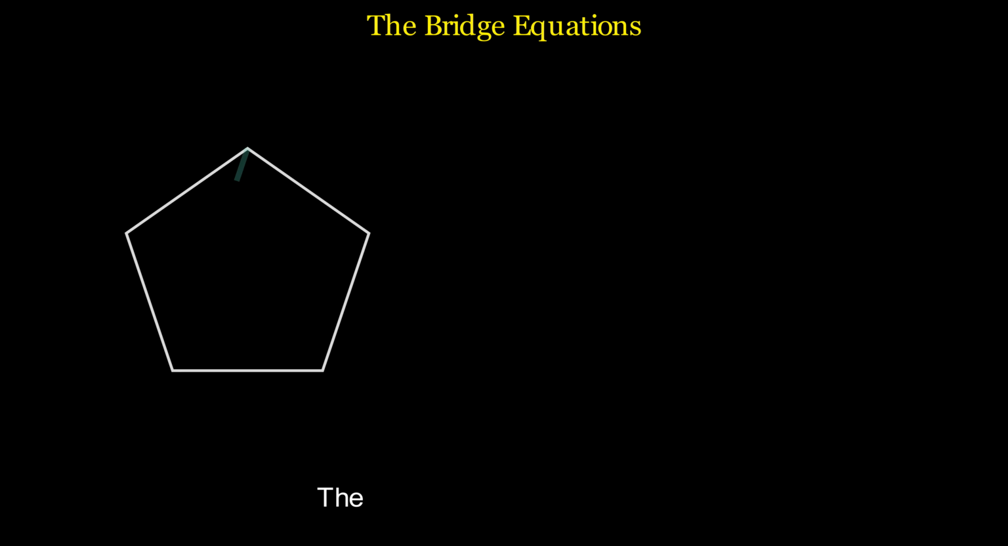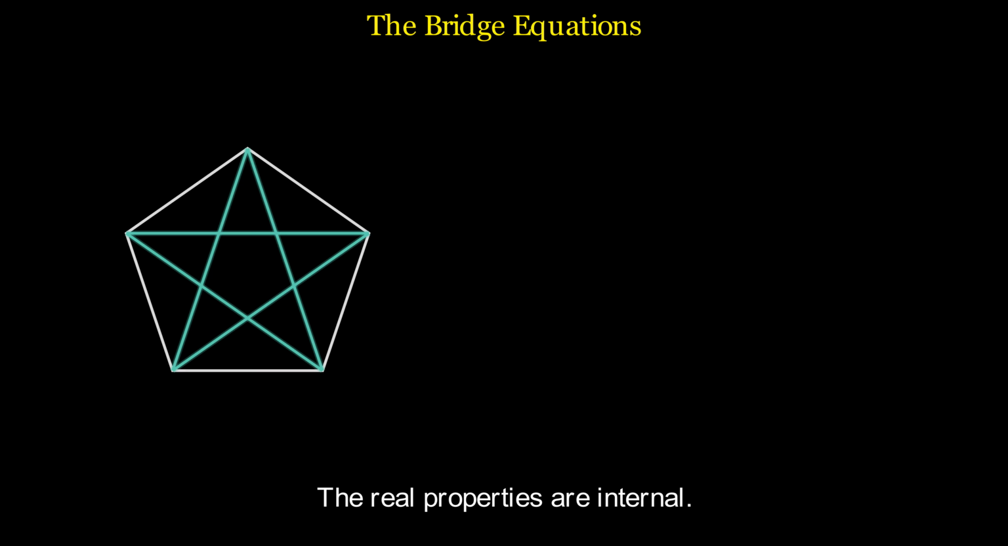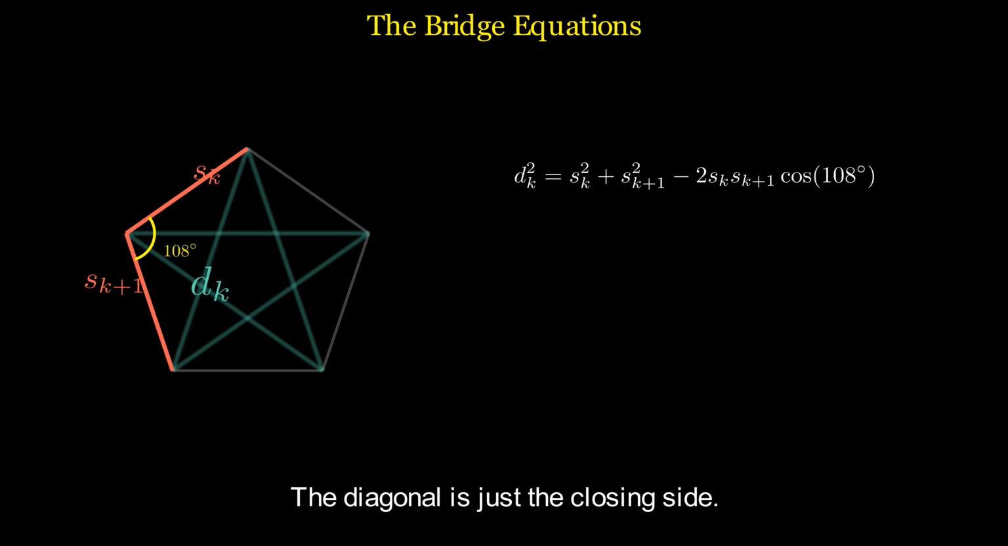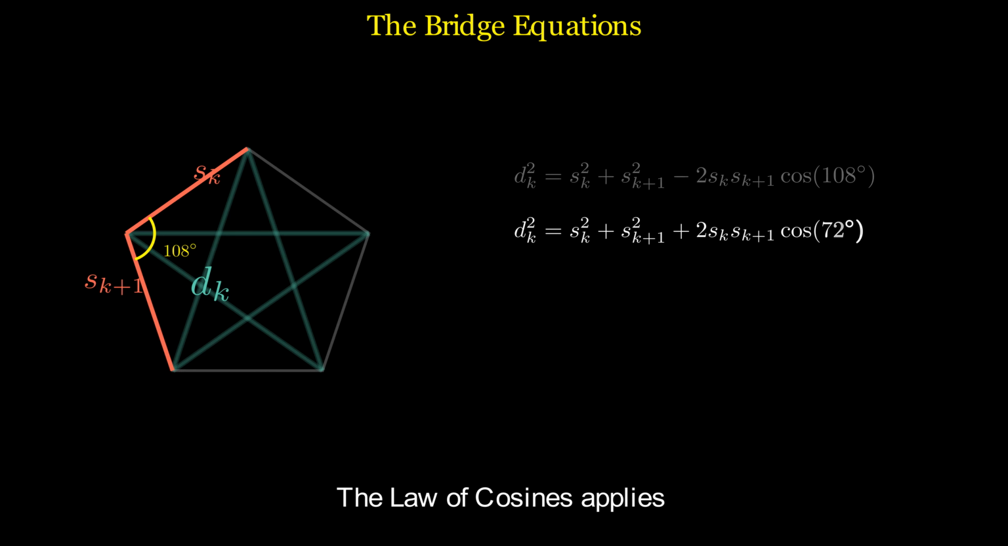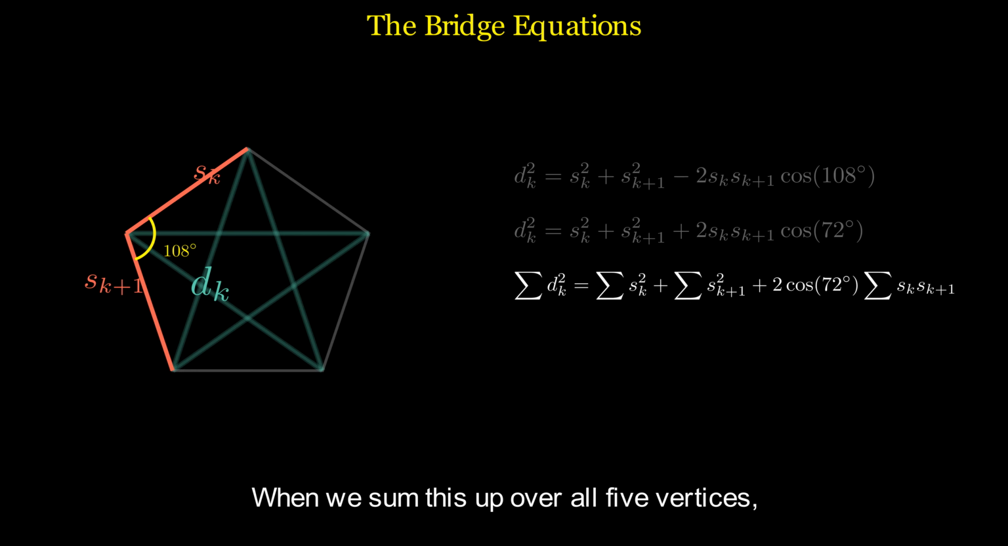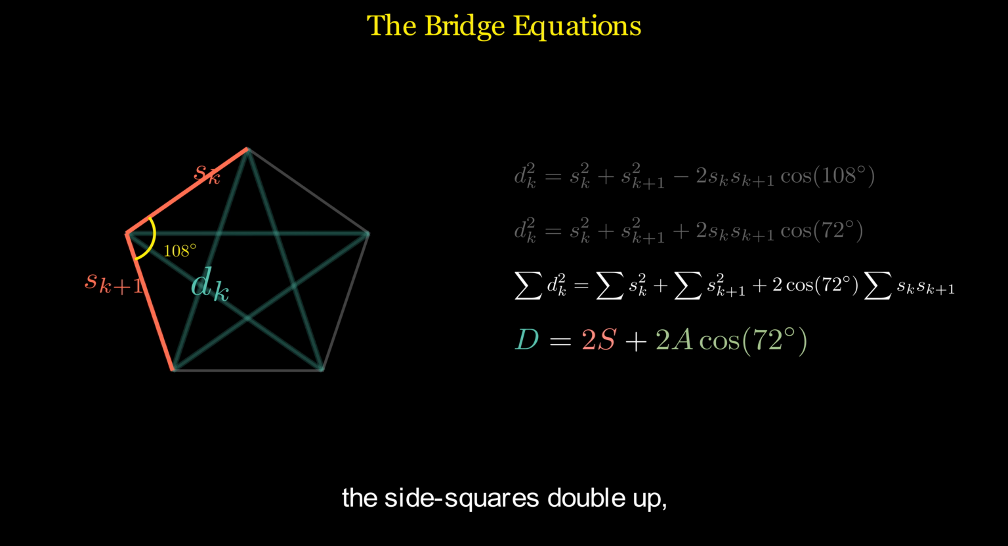Let's look inside. The diagonals are connections that determine the geometry. If we look at two sides, the diagonal is just the closing side. With an inner angle of 108 degrees, the law of cosines applies. When we sum this up over all 5 vertices, the side squares double up, and the ways the sides overlap give us our key equation.